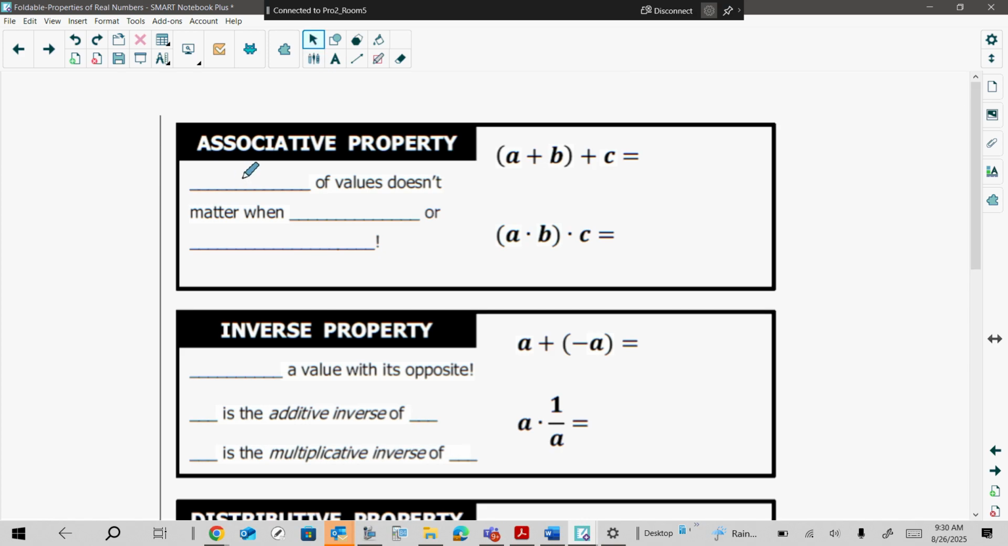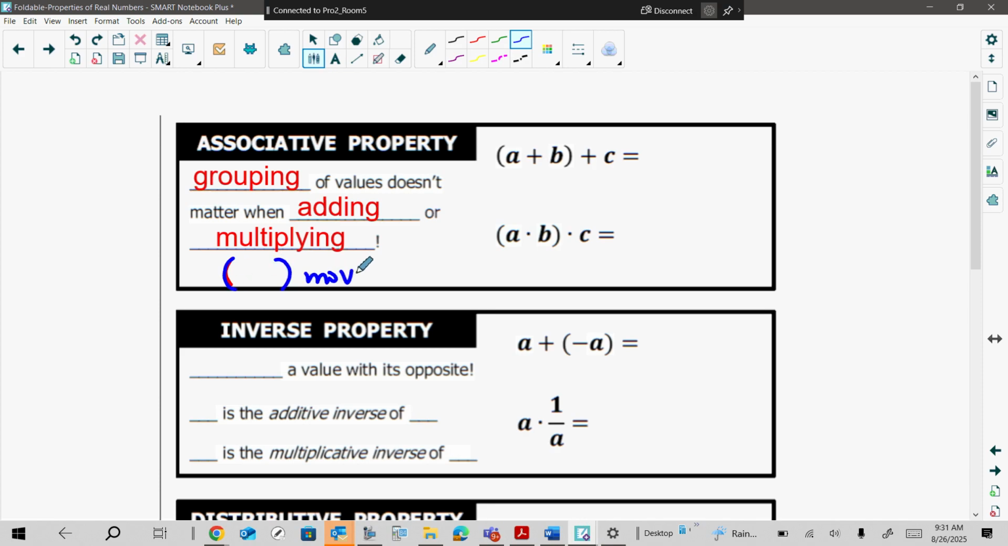The key to this property is that you need to see grouping. So you need to see parentheses. The grouping of the values doesn't matter when adding or multiplying. To recognize the associative property, your parentheses will move. The grouping is going to move when we're showing associative property.